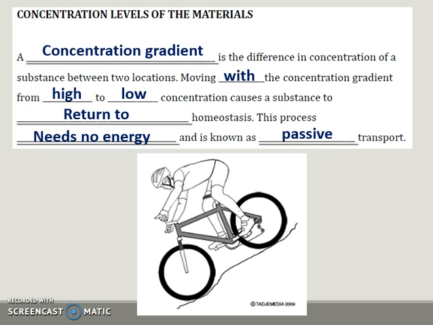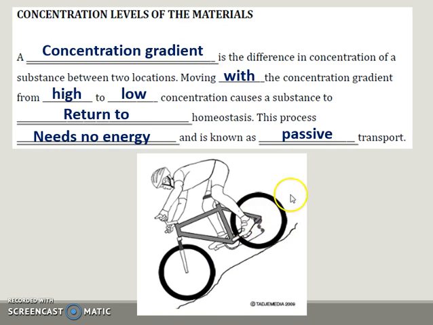So if you have too much of something in one area and a little bit in another, the molecules, or whatever you have, naturally want to go to where there's less, so that it can even out, so that it can be equal. So that's what this is, going with the concentration gradient.